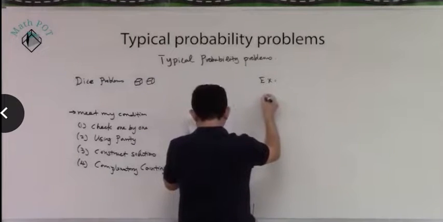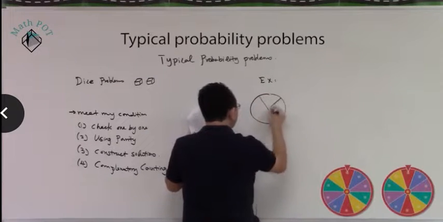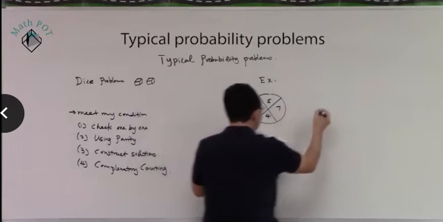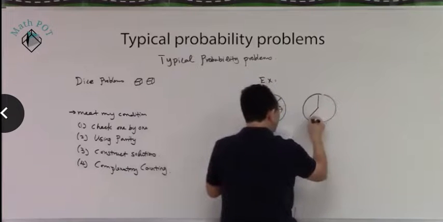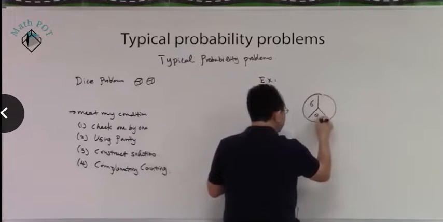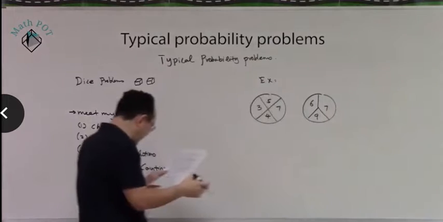Basically, there are two wheels. The first one has 3, 4, 5, and 7. The next one has three numbers: 6, 9, and 7.